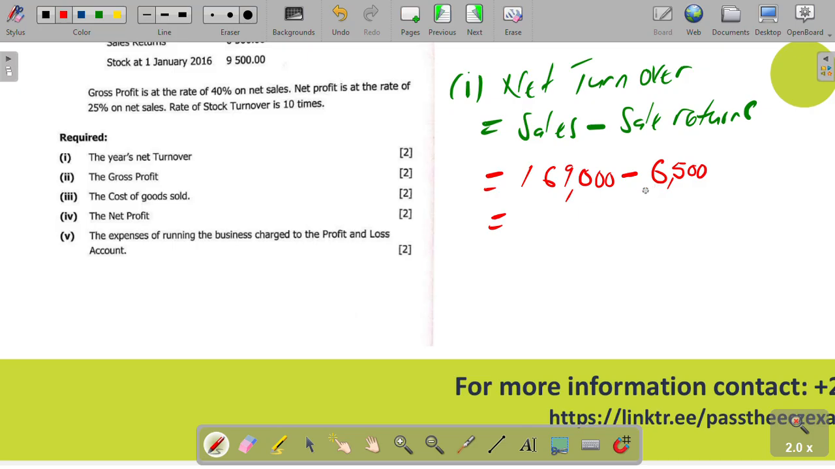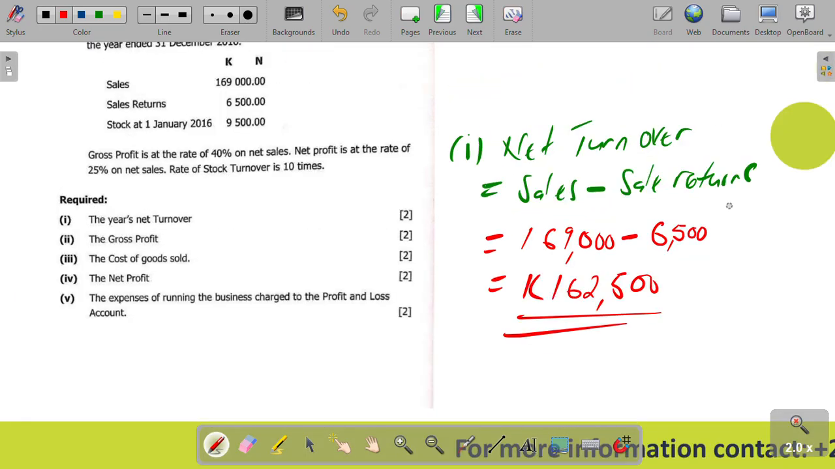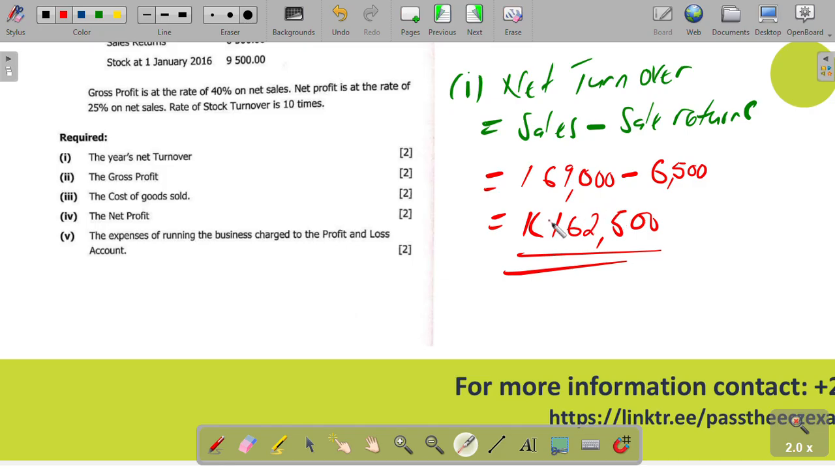169,000 minus 6,500, what do we get? We get 162,500. So this is our net turnover, or the year's net turnover, or net sales. Okay, so this is how you calculate. This is a formula. Make sure that you copy this formula. At the time you're watching this video, I advise you to copy this formula and copy the solution here.